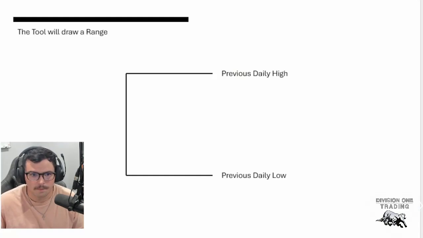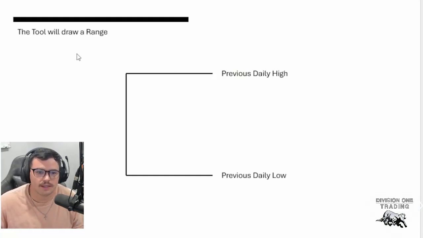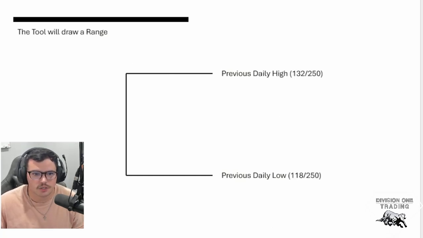So with this tool, for example, when we're looking at the daily range, it's going to be looking at a previous daily high and the previous daily low. So that's that range, right? And the first thing that it's going to do is back test. So it's going to be looking back, in this example, 250 days. So what it's communicating to you here is 132 out of the 250 days ran the previous daily high. 118 out of the 250 days ran the previous daily low.